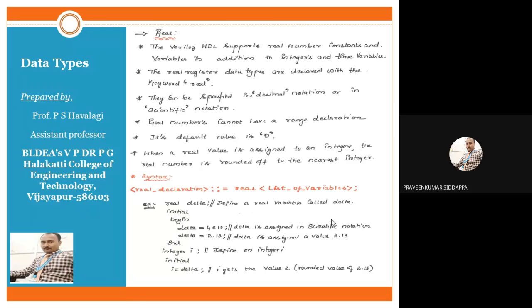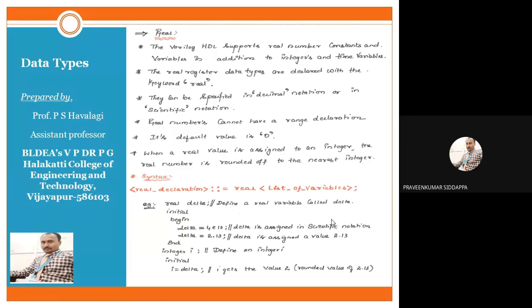Next, initial begin. Delta is equal to 4 e to the power of 10. We have written it; check it here. The data contained in the delta variable, 4 e to the power of 10, is an expression. So when scientific notation is there, we have to use the real data type. Delta is equal to 2.13. Check it here: 2.13 is our input, which we are applying to the code by using the real data type.